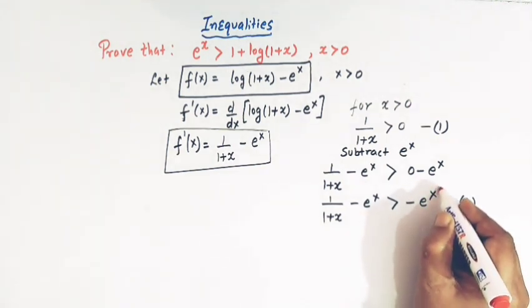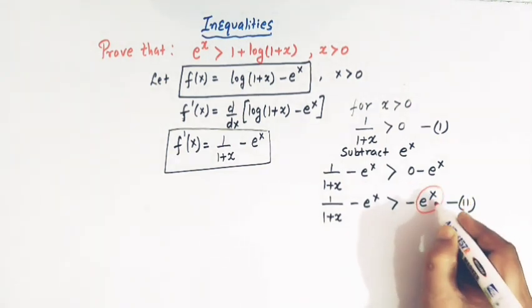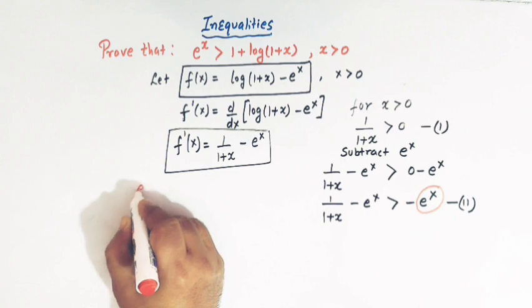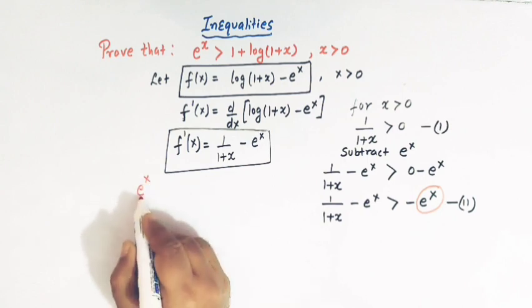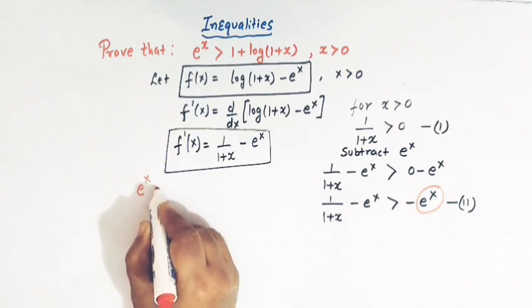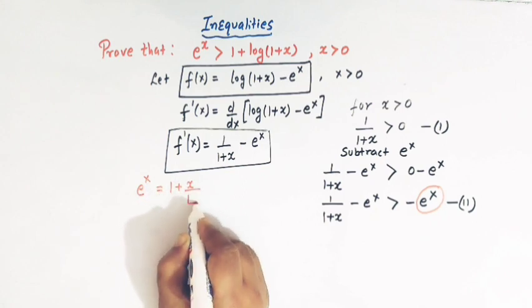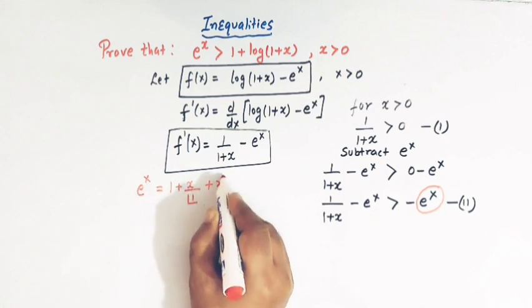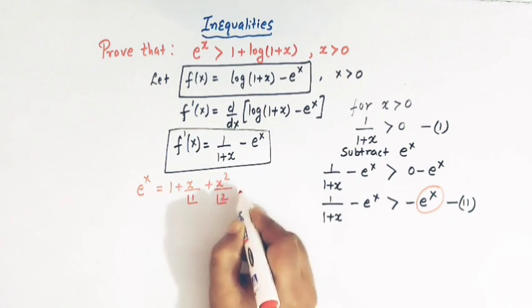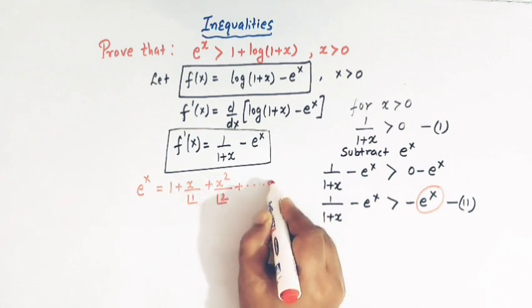Now let us consider this term, right? Now see, we know that the exponential function e raised to x is defined as 1 plus x over factorial 1 plus x square over factorial 2, and so on, right?